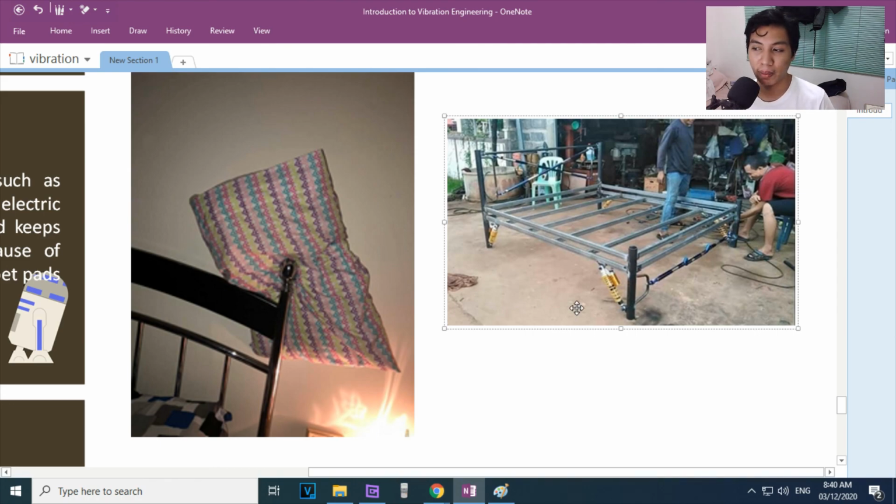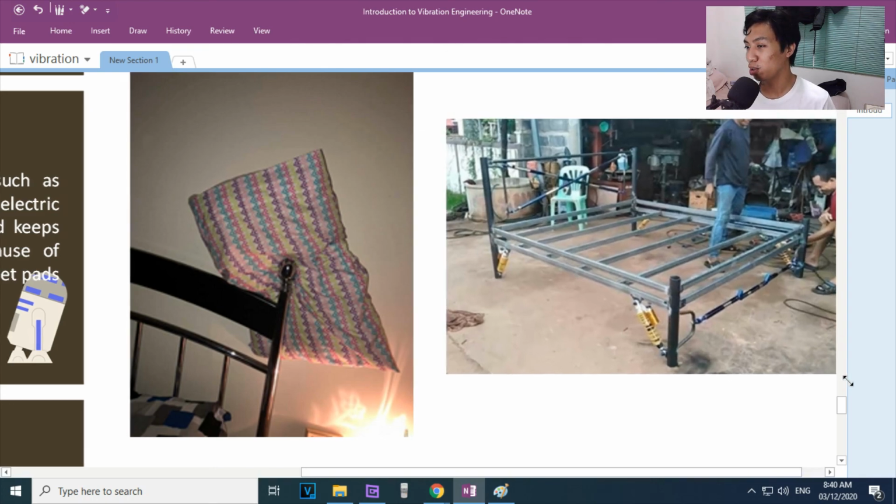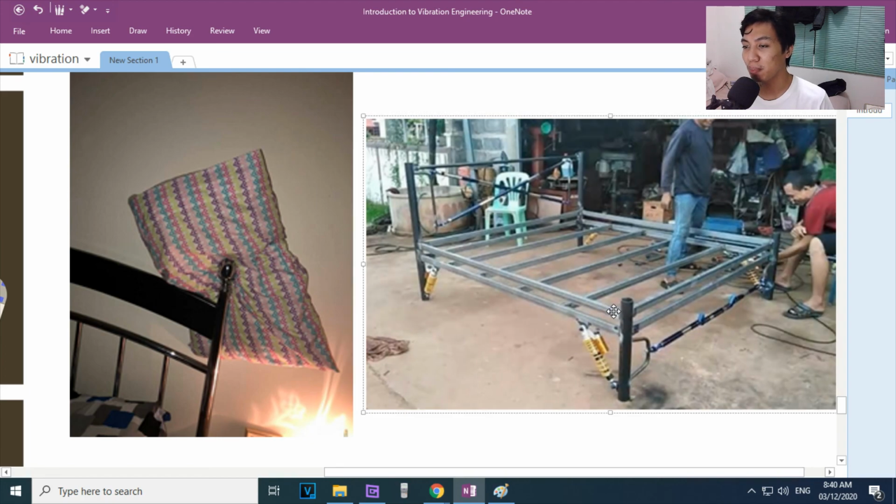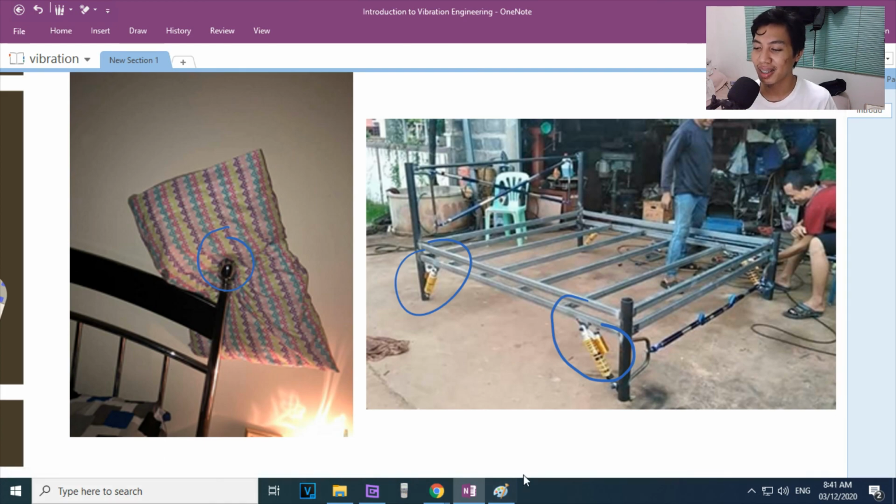Mahal-mahal ng kama ngayon. Yung iba, naglagay pa ng Showa shock absorbers doon sa kama. Para kasi yung kama mo, pag bumibigat ka na, paikot-ikot ka sa kama pag natutulog, di ba? Hindi yan medyo gagalaw. Para safe na safe ka. Kaya meron tayong mga dampers. Tawag dito shock absorber. Showa brand. Kaya tayo naglalagay ng dampers.